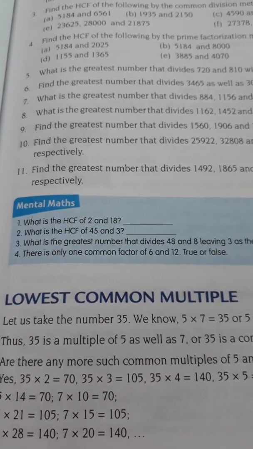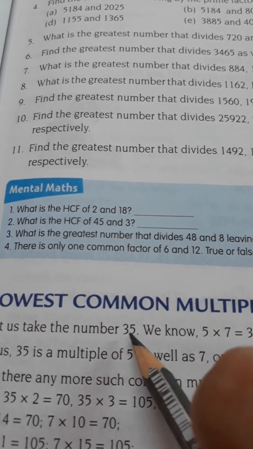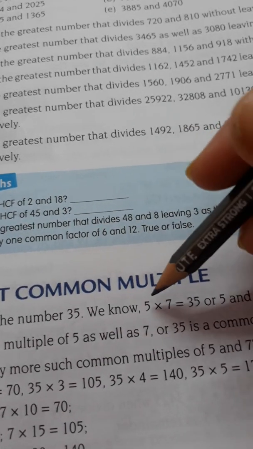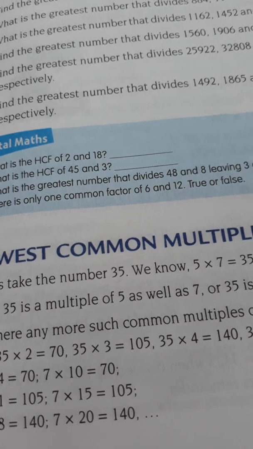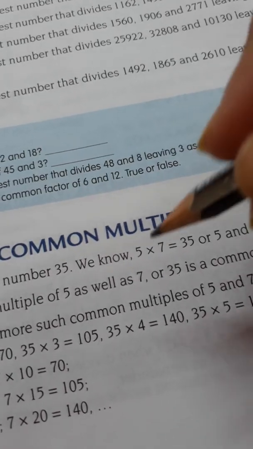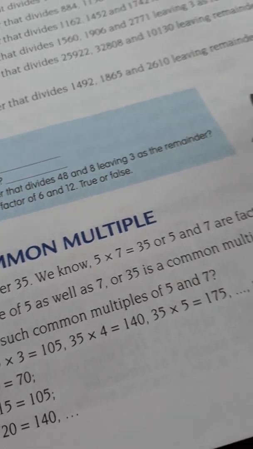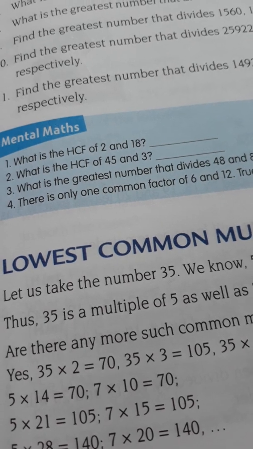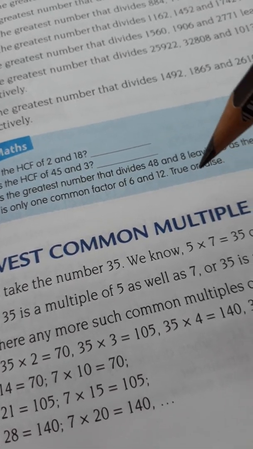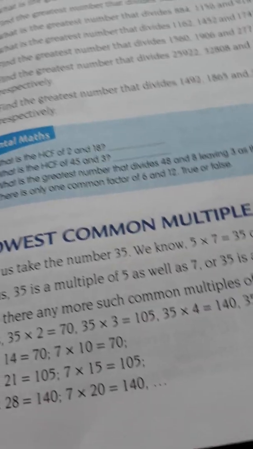Let us take the number 35. We know 5 into 7 is equal to 35, or 5 and 7 are factors of 35. If you find the factors of 35, you will get 5 and 7. Thus we can say that 35 is a multiple of 5 as well as 7, or you can say 35 is a common multiple of 5 and 7.